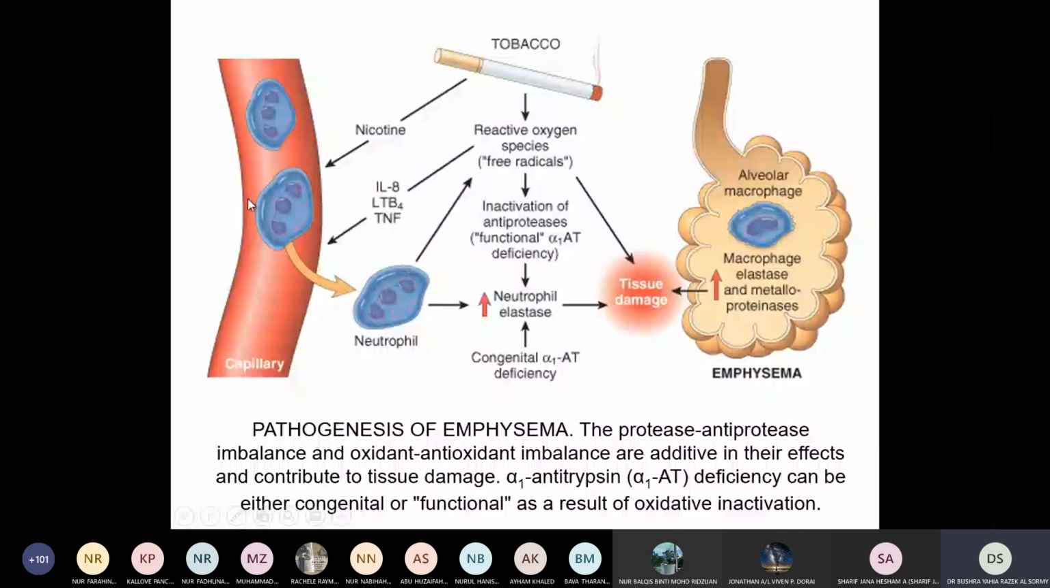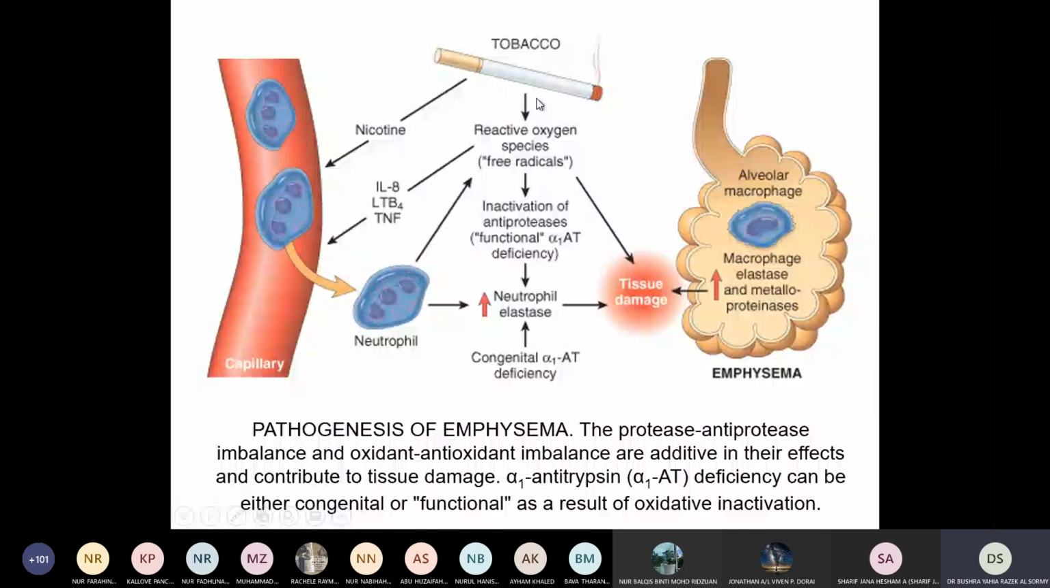So what is the pathogenesis? Actually, the pathogenesis is tobacco smoking. So what is in tobacco smoke? We have nicotine and reactive oxygen particles. The nicotine usually stimulates the blood cells, which is neutrophils, and the recruitment of the cells to the site of inflammation, right? If you remember the pathogenesis of inflammation, right?